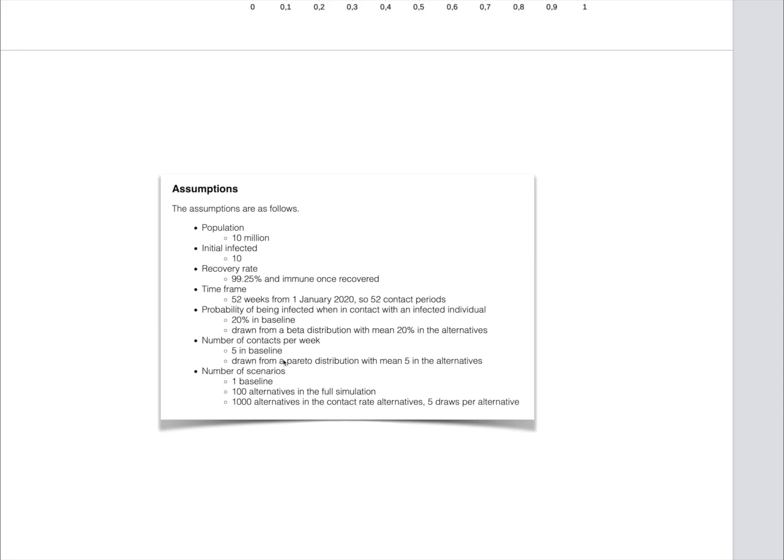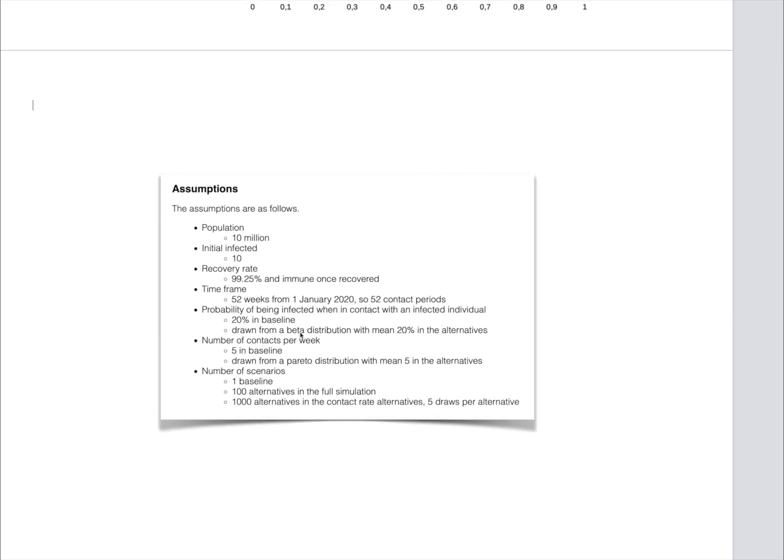Then also, there's one baseline, and in the alternatives I've simulated 100 alternatives. I would draw 100 times from the random distribution for 52 weeks and then just look at the outcome, just to eyeball it a bit.